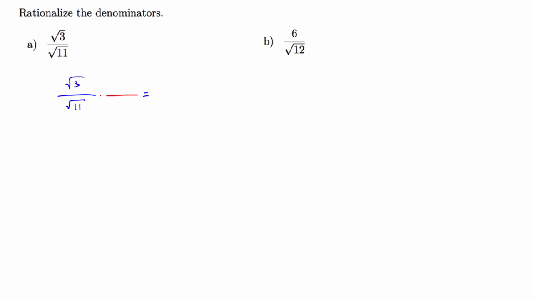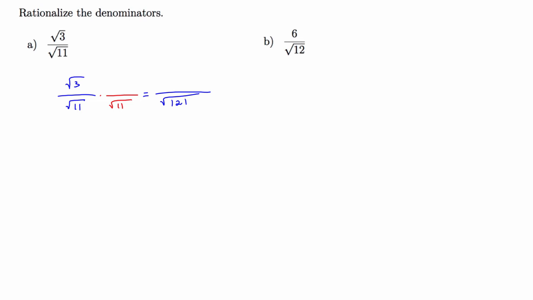So to rationalize the denominator, I need to ask myself, what do I multiply the square root of 11 by to turn it into the square root of a perfect square? Well, I know 11 times 11 is 121, and 121 is a perfect square. But to make this happen, I need to multiply the denominator by root 11. Root 11 times root 11 is root 121.